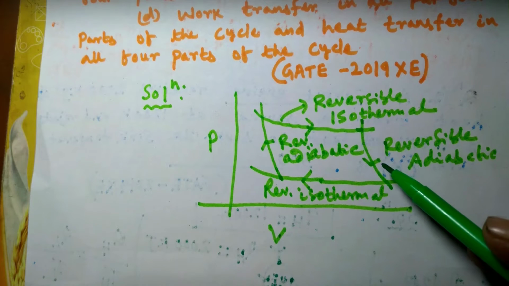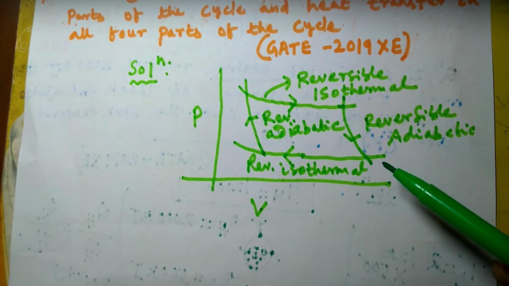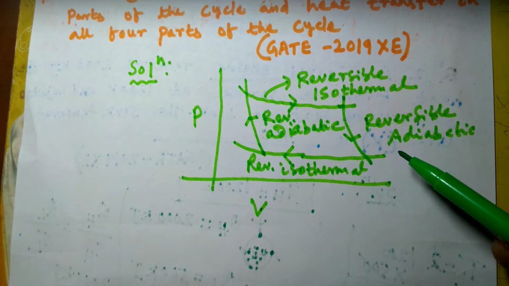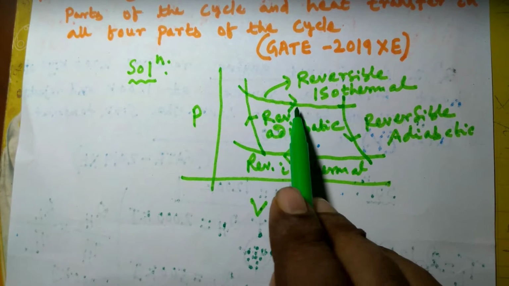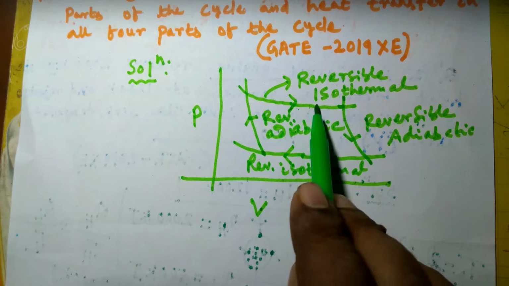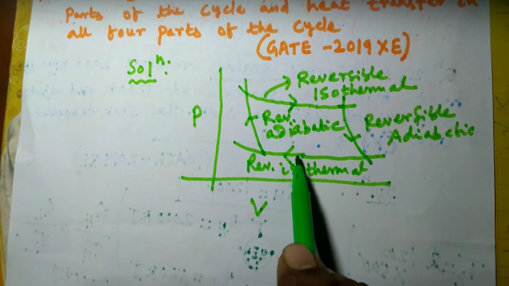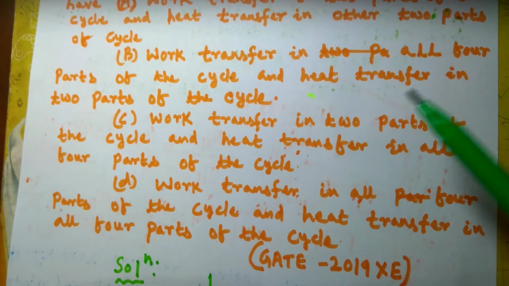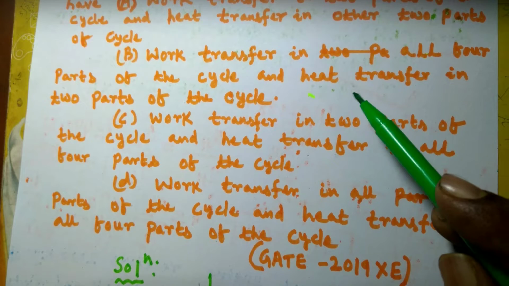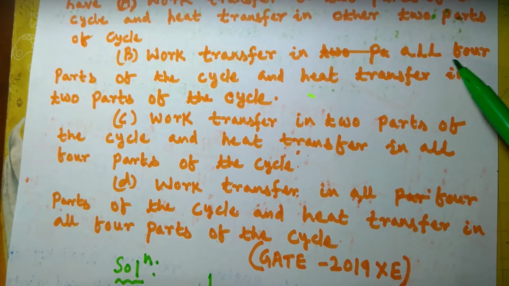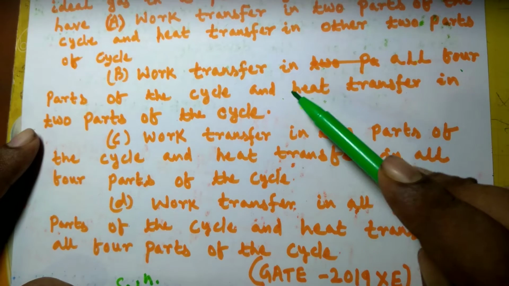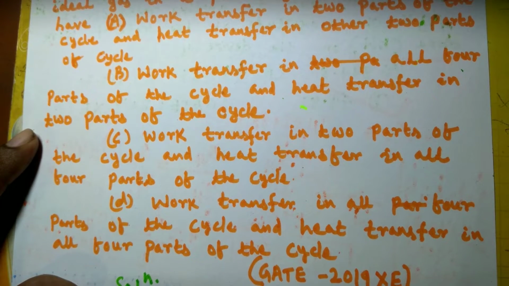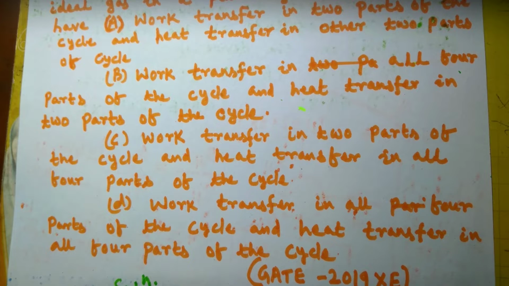You see, in case of an adiabatic process, there is no heat transfer. An adiabatic process is a process in which there is no heat transfer. Of course, work interaction is there. And in case of an isothermal process, both heat transfer and work transfer are there. So, out of the given statements, only option B is the correct answer, because that states work transfer in all four parts of the cycle. There is no problem in that. In all the four processes, there will be some work interactions.